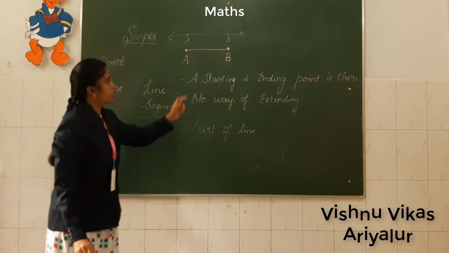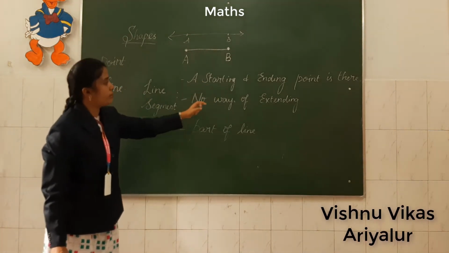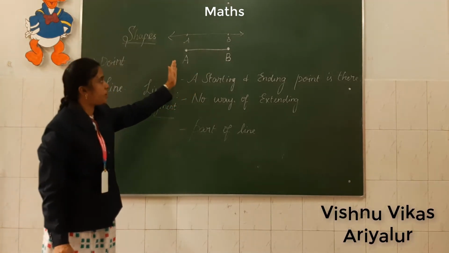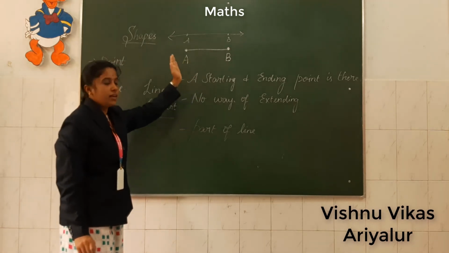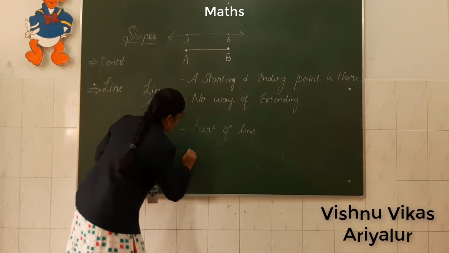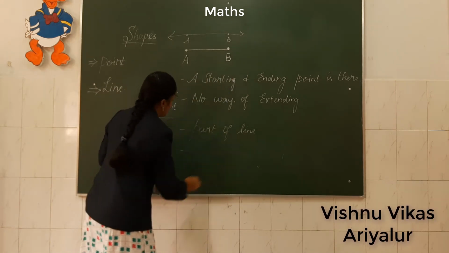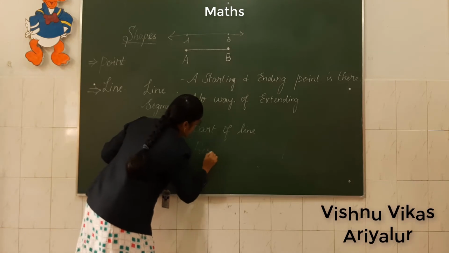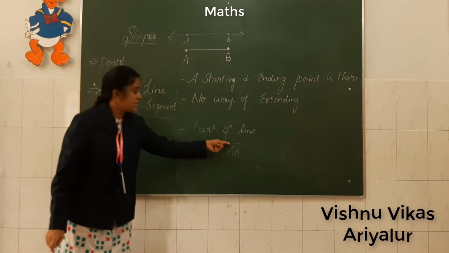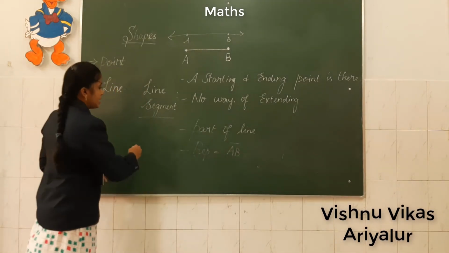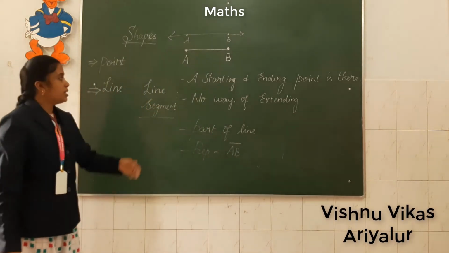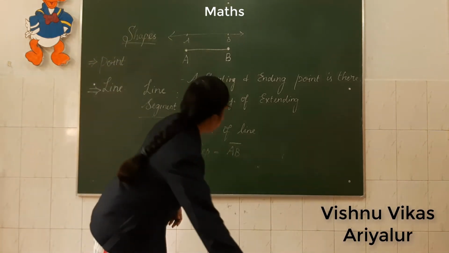So in the line segment there is a starting and ending point and we cannot extend on both sides. You cannot extend this line on either side. So it is defined with one length. Length is there. Have you all understood? Line segment. When you are representing the line segment, we represent it as A, B. So we call it segment AB. This is called segment AB. Are you all understood? These are the points to be noted under line segment, children.